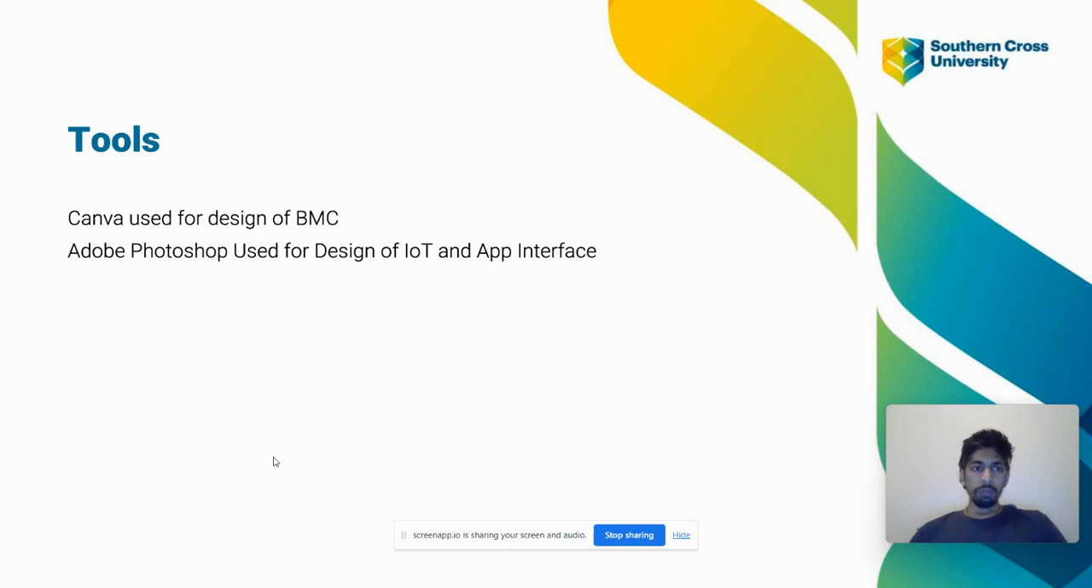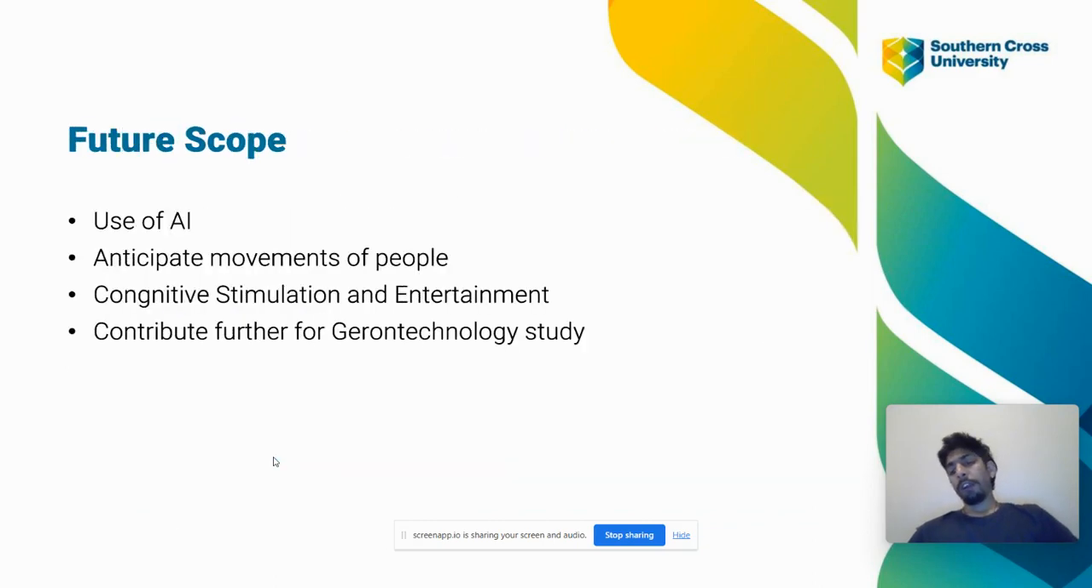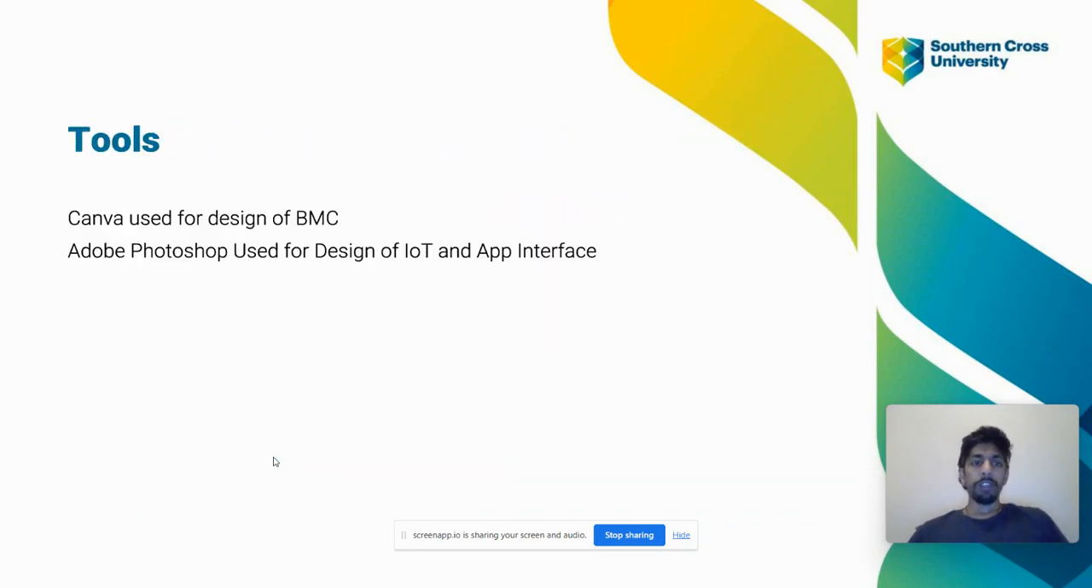So the tool used for the design of the business model canvas is Canva, which is a very pretty graphics tool. And for the IoT and the application interface, I have used Adobe Photoshop for the creation of it.